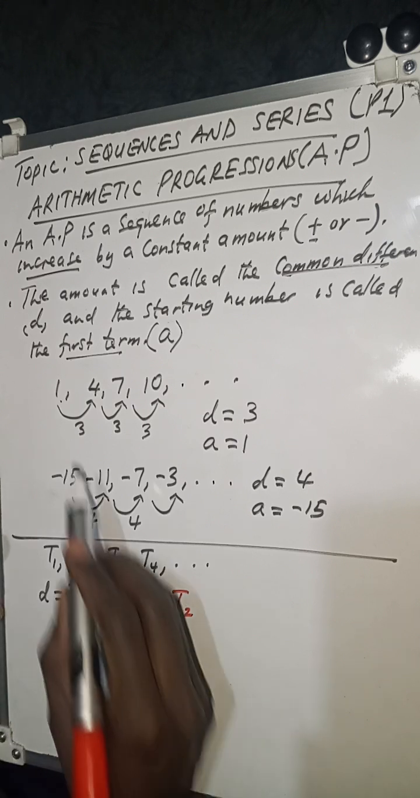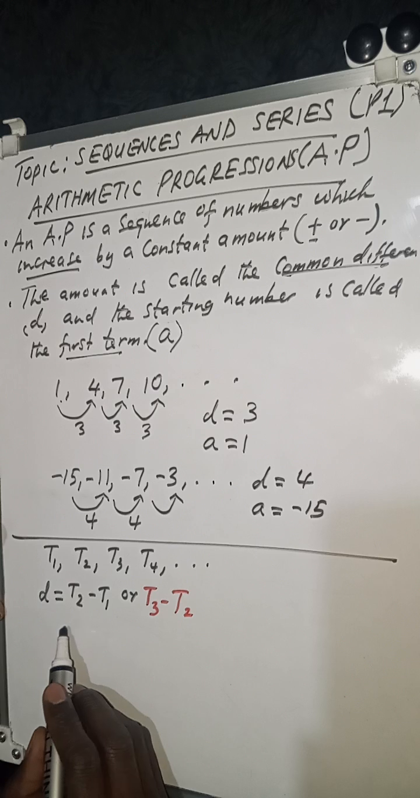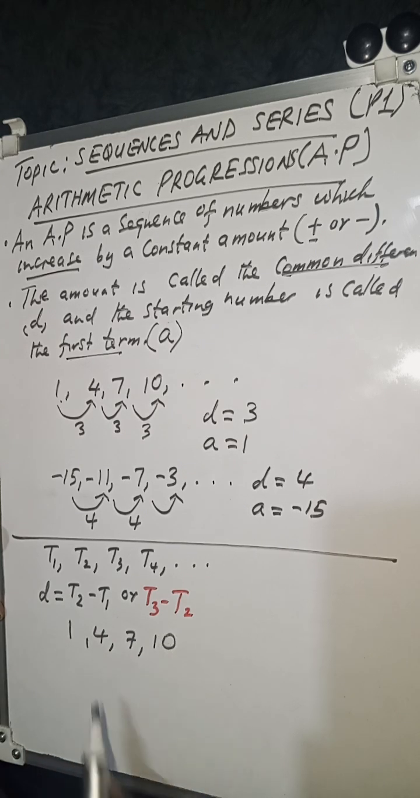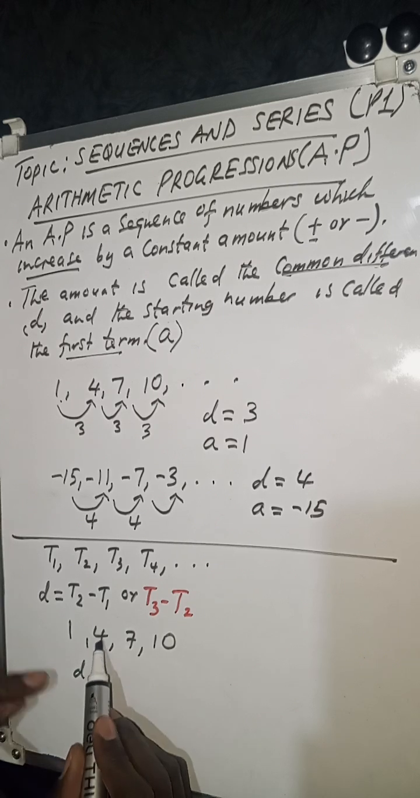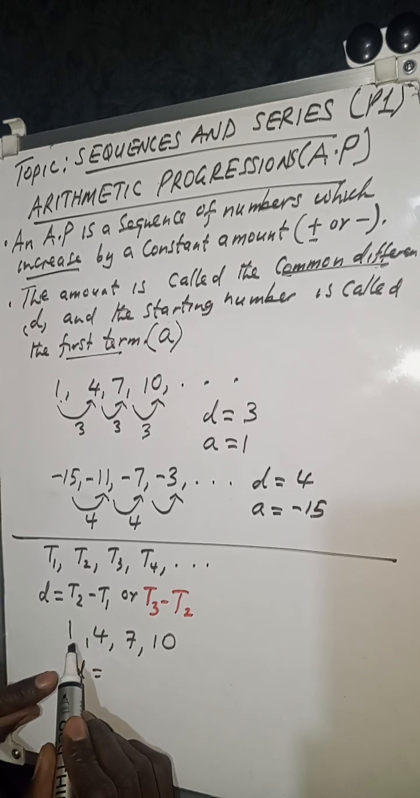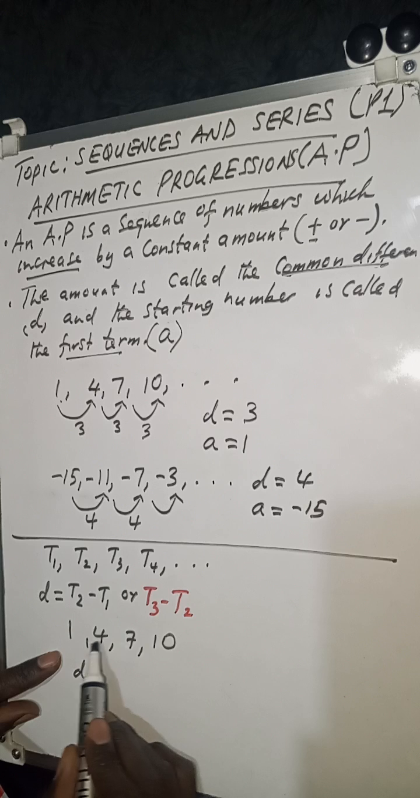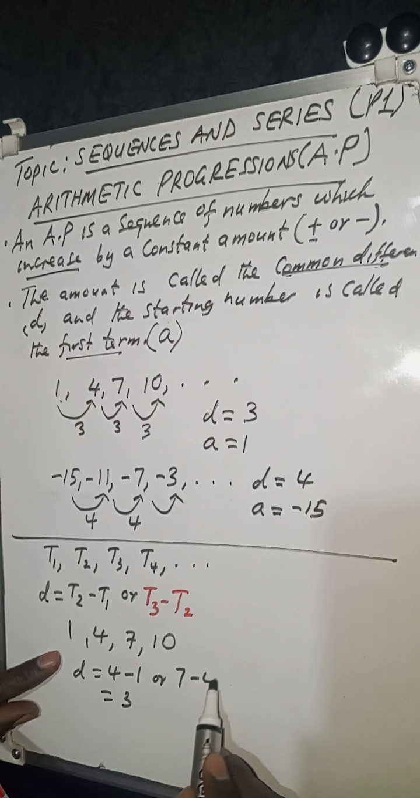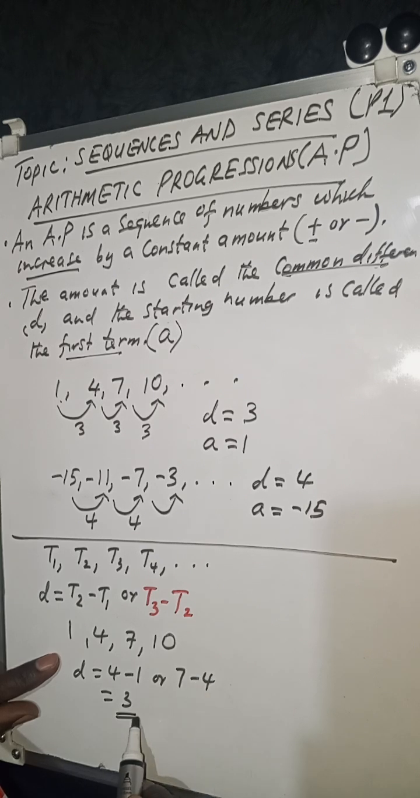For example, in the sequence that I had there, we had 1, 4, 7, and 10. The common difference you can get: this is the first term, that's the second term, so it will be 4 minus 1, which will give me 3. It's the same even if you say 7 minus 4, it will still give you 3. So that is what you need to remember.